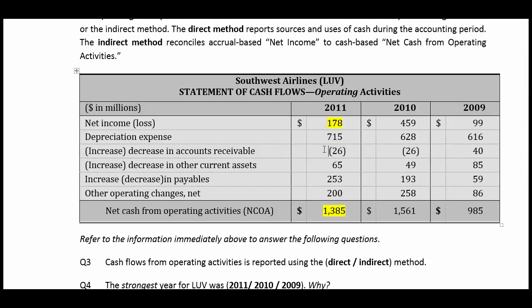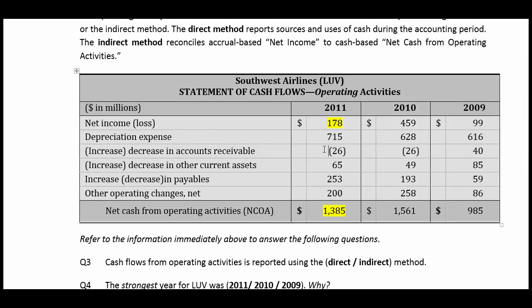So if you're wondering, why is net income so low and cash from operations so high, the main reason is this depreciation. It's $715 million of depreciation. Aircraft is expensive. Depreciating it is very expensive. But you don't have to pay that. So therefore, your cash flow is higher. And another factor is they pay their bills more slowly. This increase in payables.